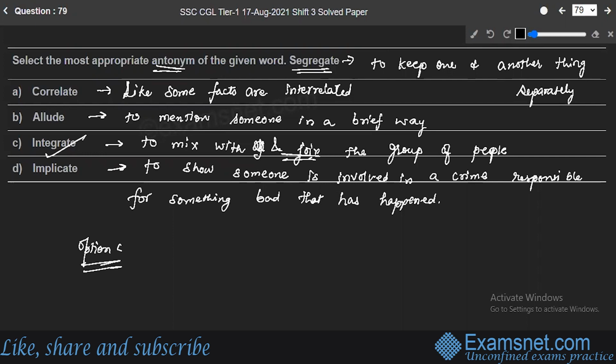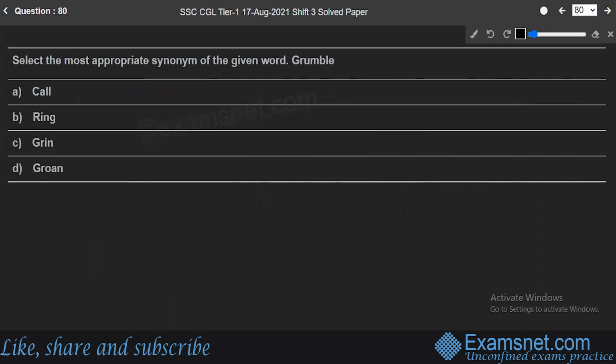Let's move to the next question, number 80. In this question, you have to select the most appropriate synonym of the given word "grumble". Options are call, ring, grin, groan. Let's see the meanings. Grumble means to complain about someone. To complain about someone or something in an annoyed way.